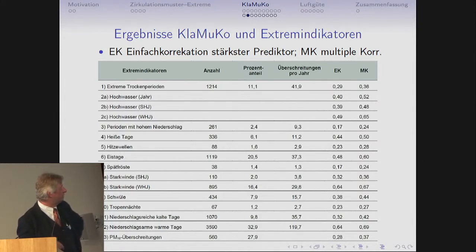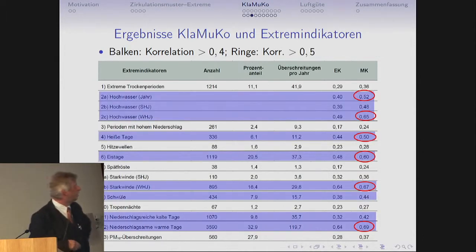For the extreme indicators we also give information on the single correlation, only with the strongest predictor, and the multiple correlation. Also whether it's an event which is rare in itself. 7200 days were analyzed, and how often we had exceedance per year. A bit clearer is the correlation coefficient of about 0.4.